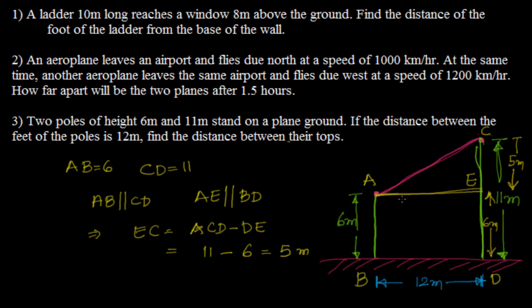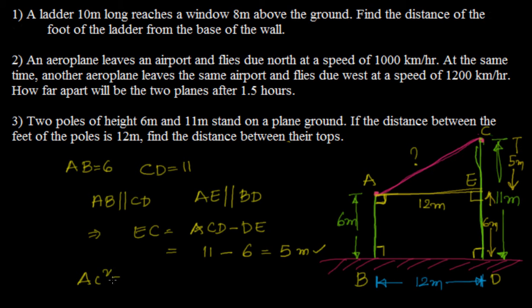How did we get it? We know that we are forming a rectangle. When you join AE, you can see that you are forming a rectangle, right? When you form a rectangle, you know opposite sides are equal. So this is equal to 6. Based on that, I can say CE equals 5 meter. Now if you look at this triangle, you know this is 12 meter, and you know 5. You have to find out what is AC.